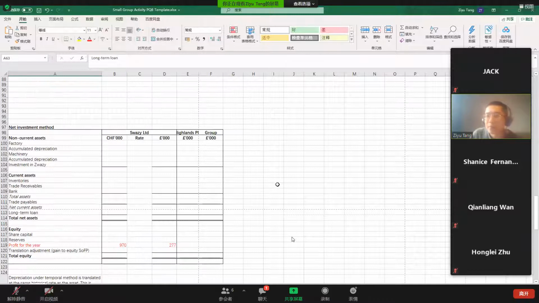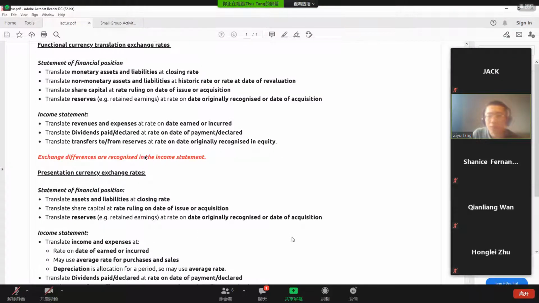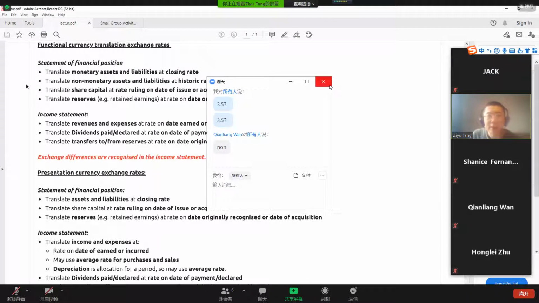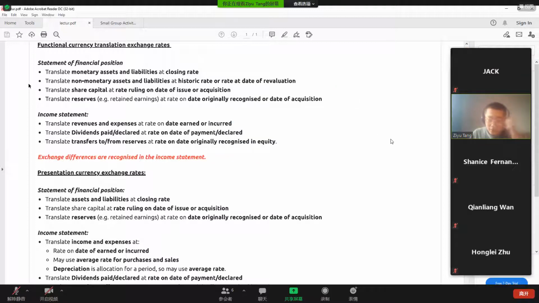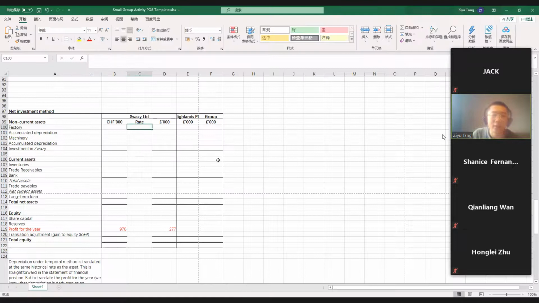Let's move on to the net investment method. First, let's state the rule. The net investment method is much easier than the temporal method because we don't need to separate non-monetary asset and monetary assets. In the net investment method, we translate assets and liabilities all at closing rate. So factory 3, because we translate at closing rate, right? Machinery 3.